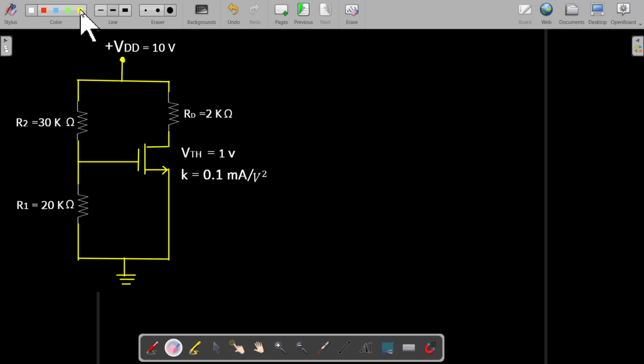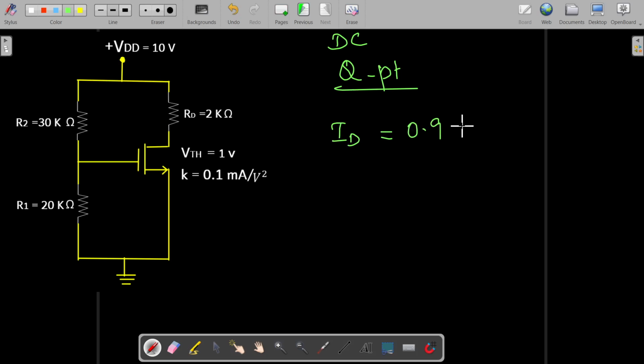So we got the Q point now. What's the Q point? Quiescent point, or the operating point. It is the DC operating point. There we got ID as 0.9 milliamps. And what is your VDS? The drain to source voltage, that is 8.2 volts.